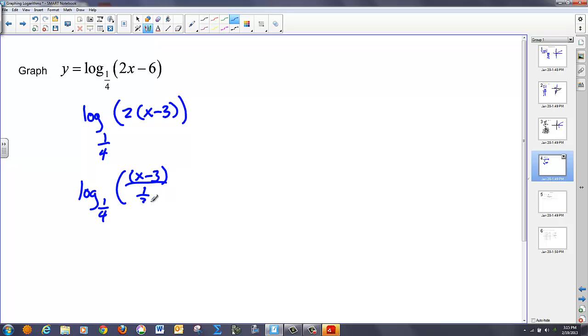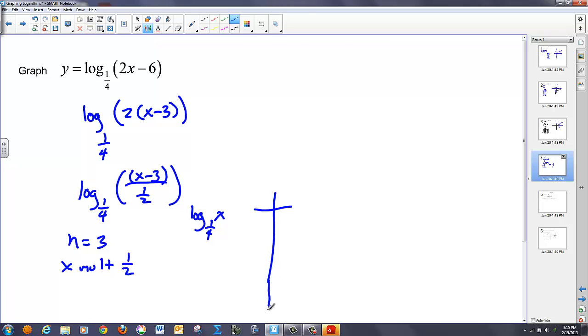over a half. So what I have is I have an h value equaling 3, an x multiplier of 1/2, and my new parent function is log base 1/4 of x, which will cause some people some problems when we try to set up a chart. But if you think about it, powers of 1/4 are kind of the same as powers of 4. So I'm going to pick powers of 4.